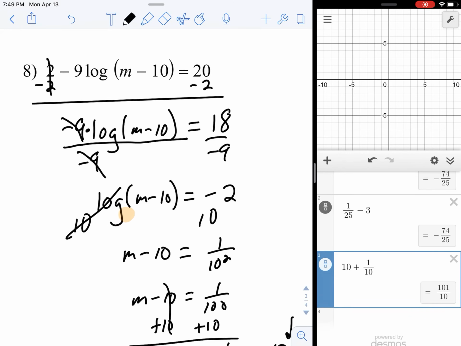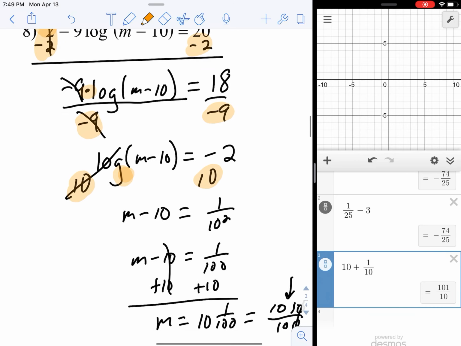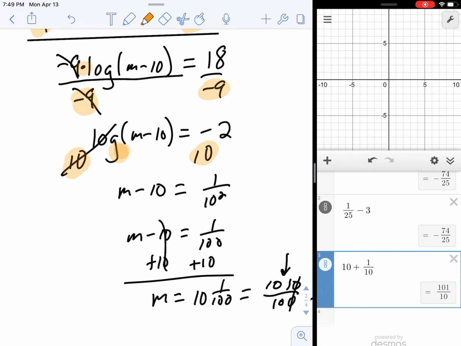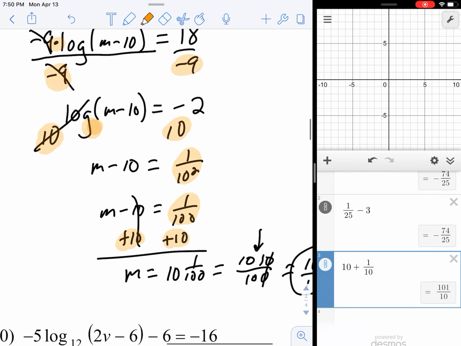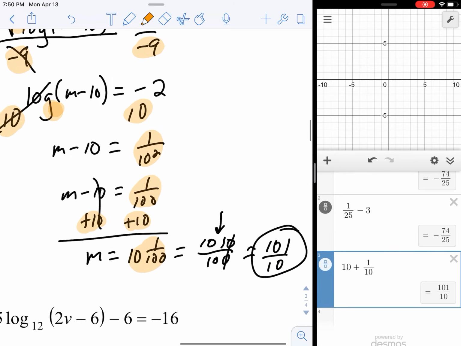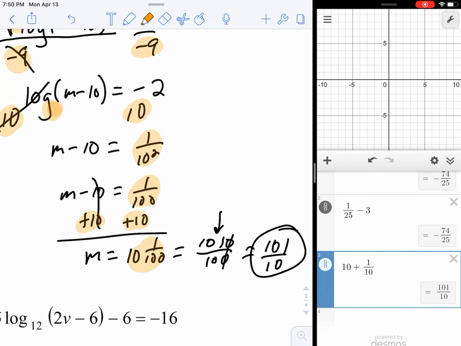Let me just recap a little bit. Minus 2, both sides because of that positive 2. Divide by negative 9 both sides because it was times. The base you drop is 10 because that was a base 10 logarithm, the common log. 10 to the negative 2 is 1 over 10 squared, which turns into 1 over 100. Add 10 to both sides. You get this answer. If I do that in the calculator, I get 101 over 10.